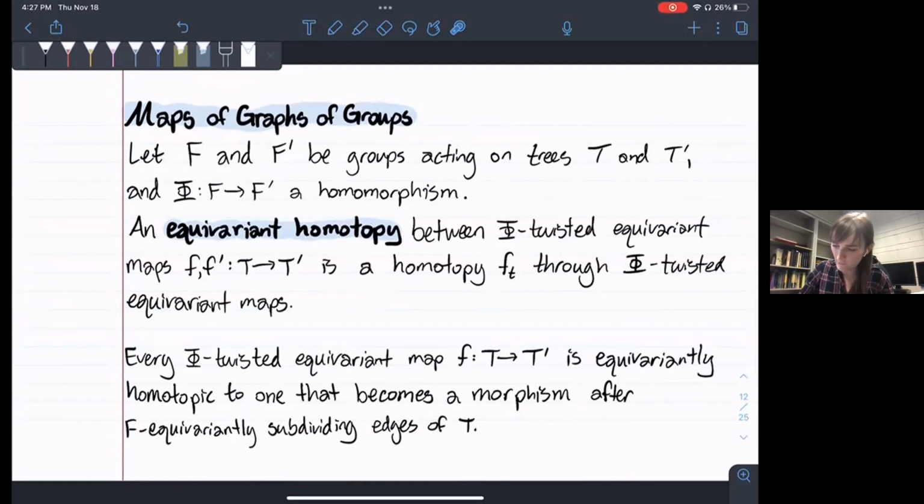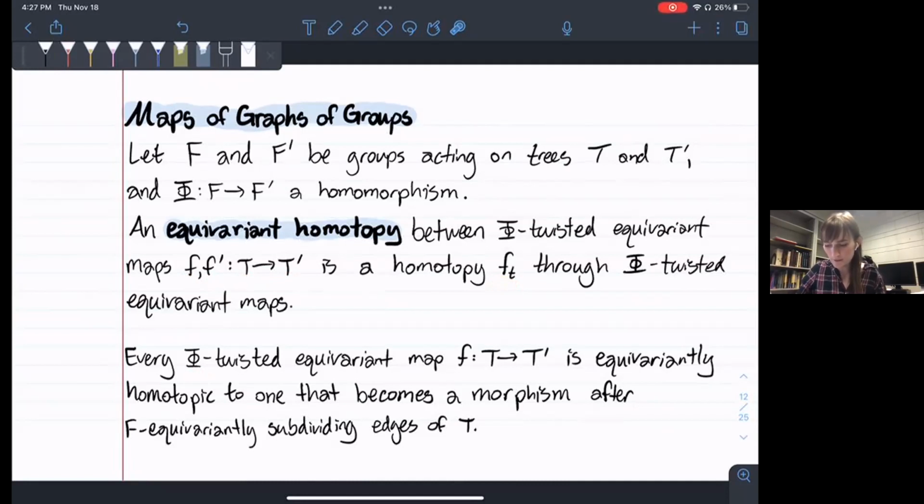So let's have two groups F and F prime acting on trees T and T prime. And let's suppose we have a homomorphism between them, phi from F to F prime. So an equivariant homotopy between phi twisted equivariant maps, f and f prime from T to T prime, is a homotopy f sub t such that each of the f sub t's is itself a phi twisted equivariant map. So it's sort of exactly what you want it to be. So every phi twisted equivariant map f from T to T prime is homotopic to one that becomes a morphism after you equivariantly subdivide edges of T. So what's going on here?